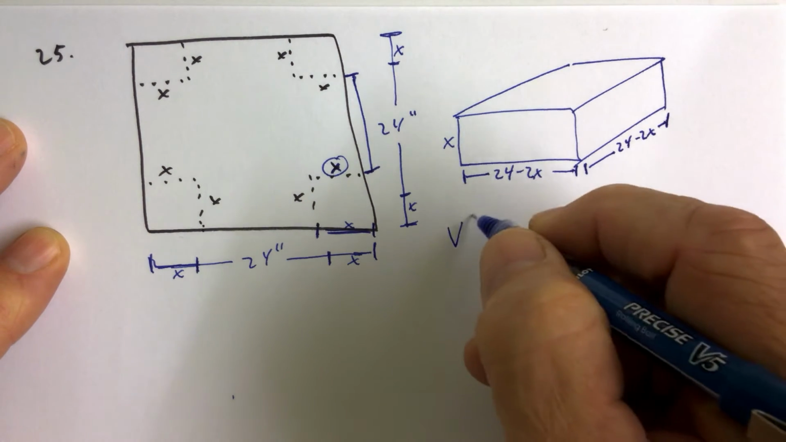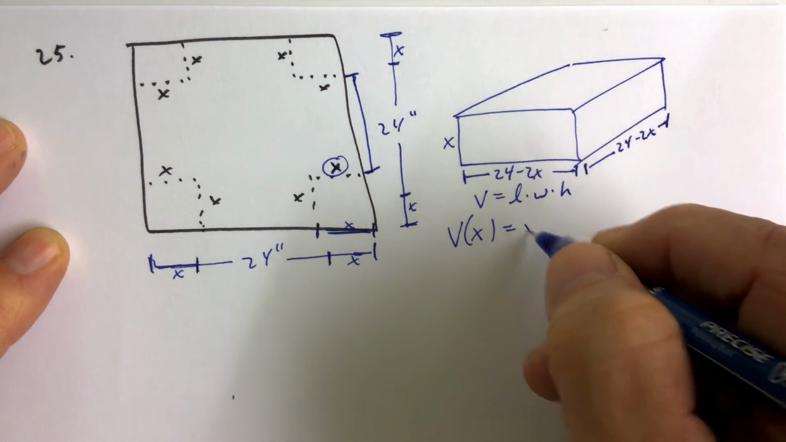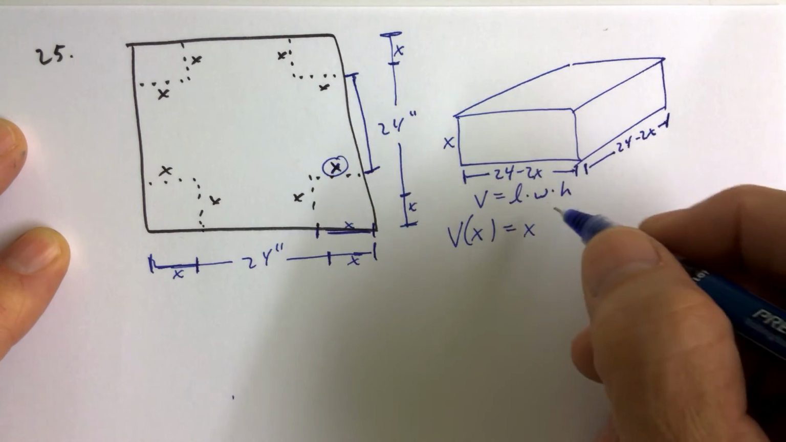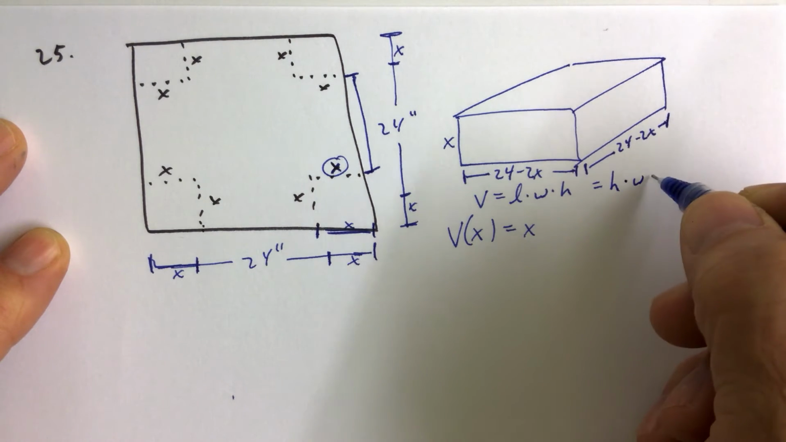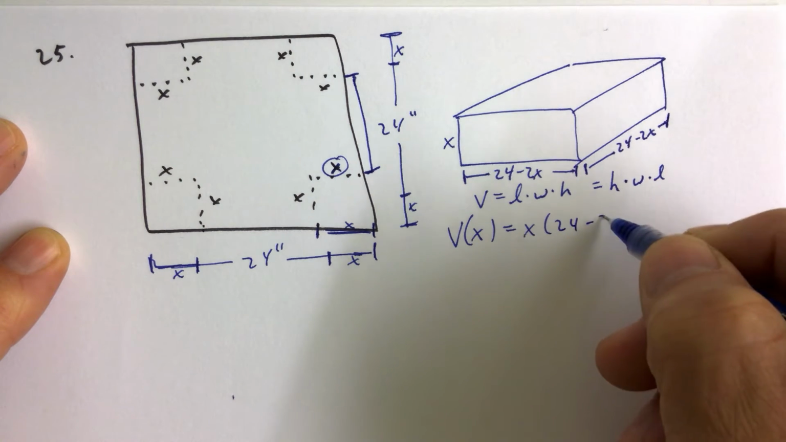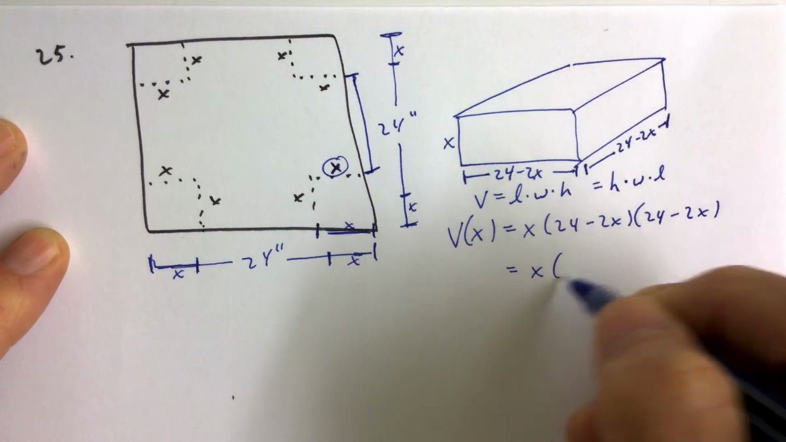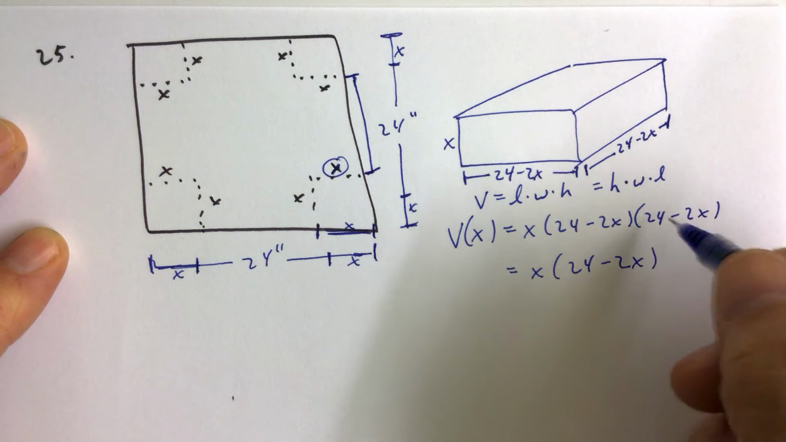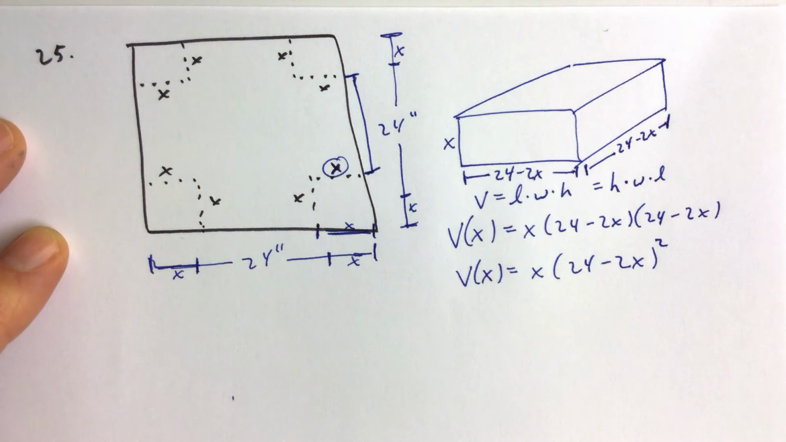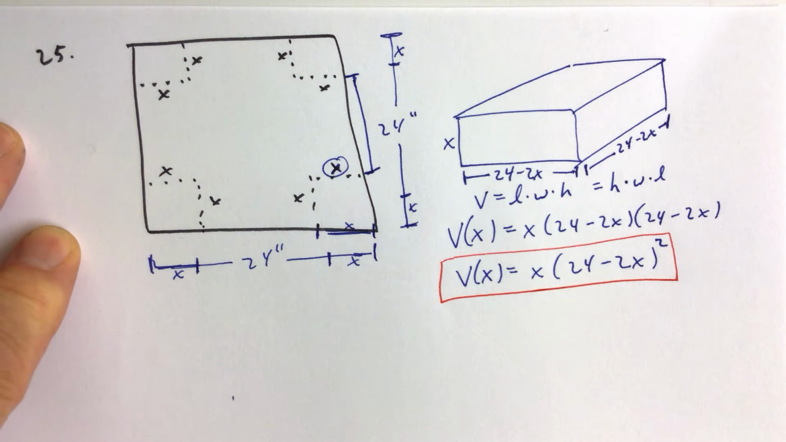So we have the volume in terms of x, and the volume we know is length times width times height. I put the x first, so I put the height first, height times width times length, if you want to say it like that, and that's fine. So we have x times 24 minus 2x times another 24 minus 2x, which we could express as x times (24 minus 2x) quantity squared, and that gives us the volume of the open top box in terms of x. So I'm hoping that's what they were asking for.